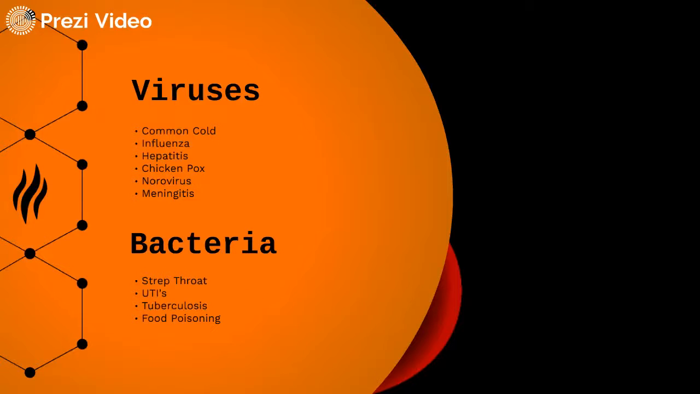Unlike viral infections, some bacterial infections can be treated with antibiotics. However, some bacterial infections are resistant to antibiotics, such as food poisoning. Some examples of pathogenic bacteria include strep throat, UTIs, tuberculosis, and food poisoning.